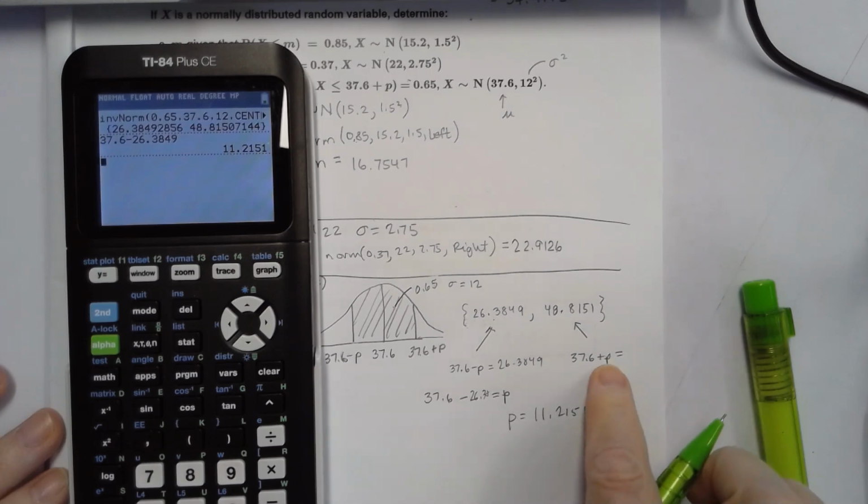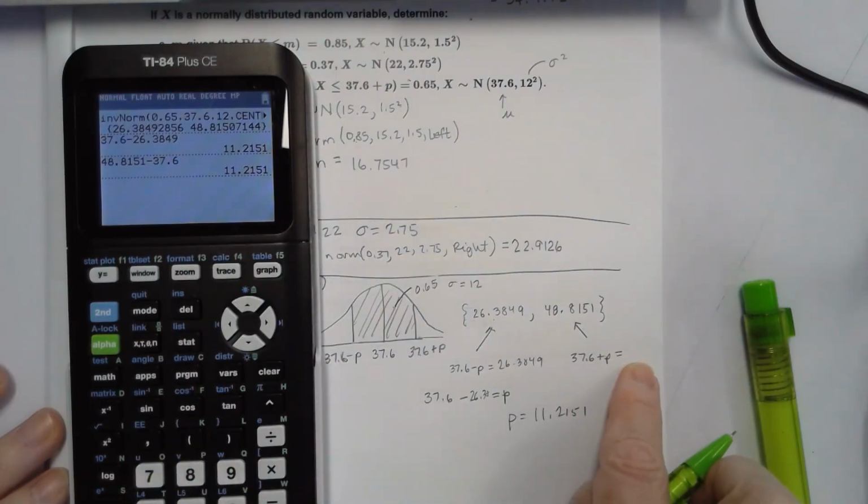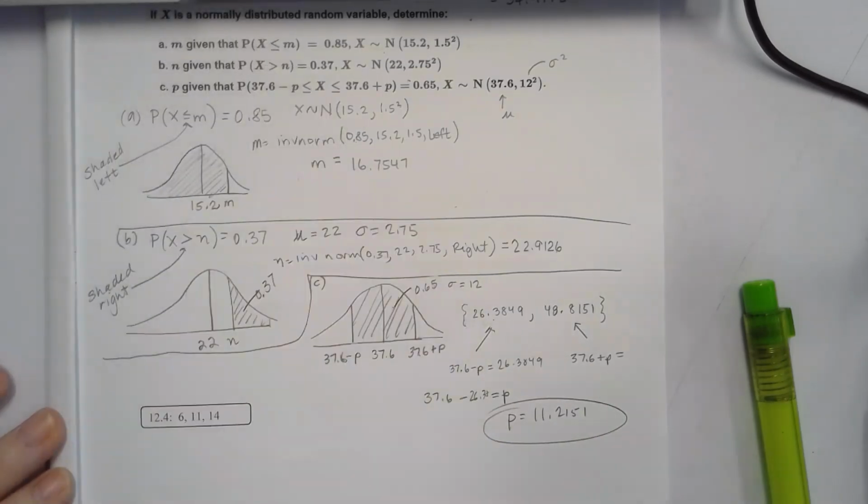If you had done it over here, same thing would have happened. You would have gotten 48.8151 minus 37.6, and you would have gotten the same thing. So it doesn't matter which one you use, you're obviously going to get the same number for p. You all right? We are done.